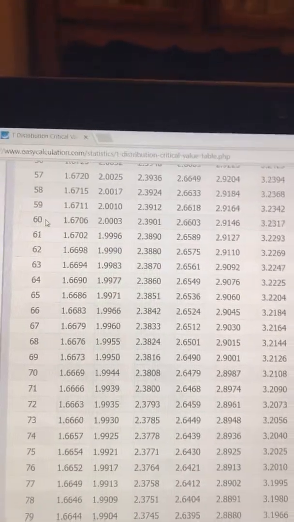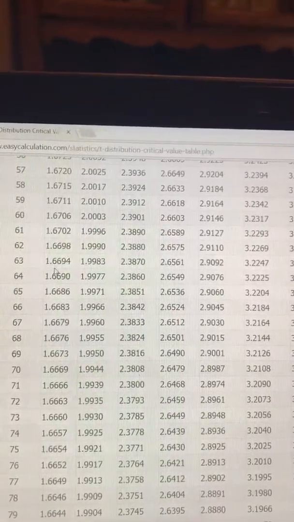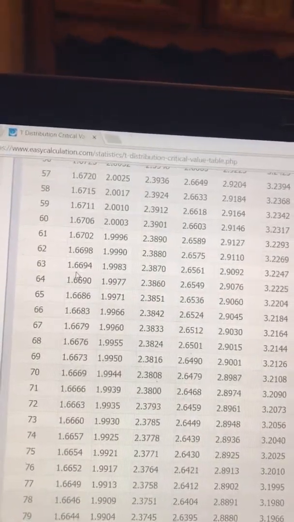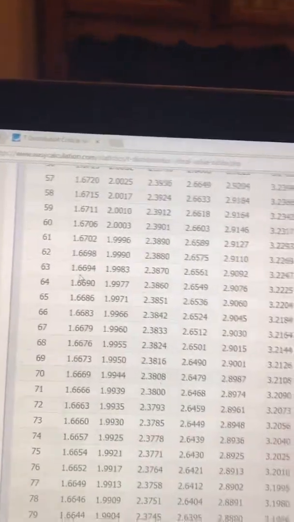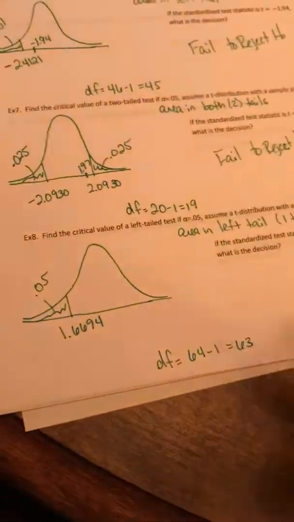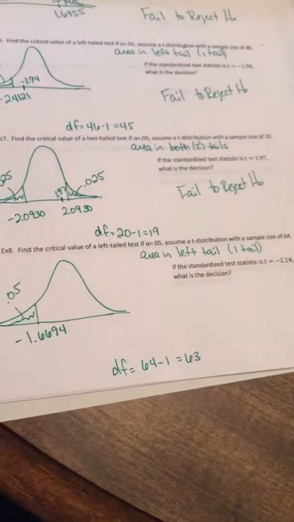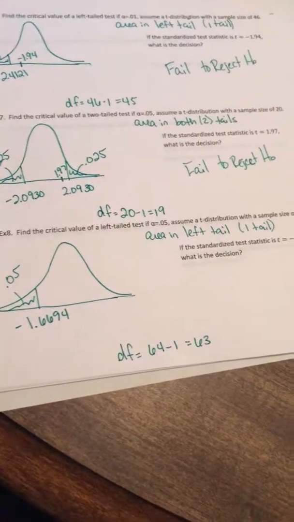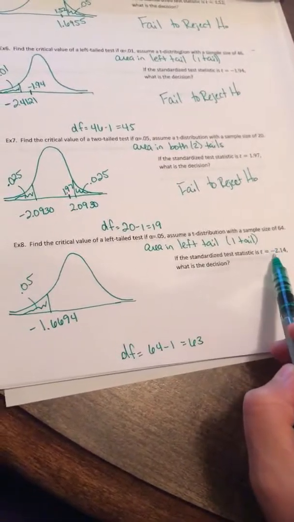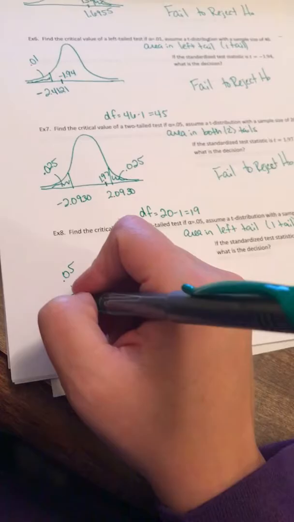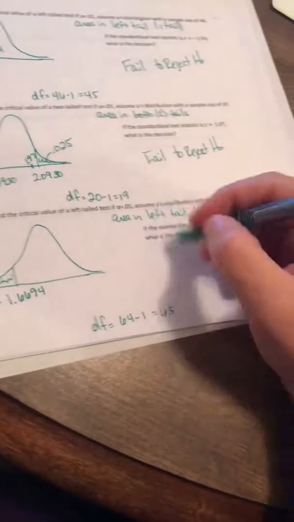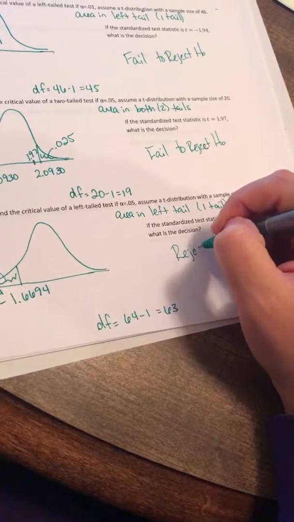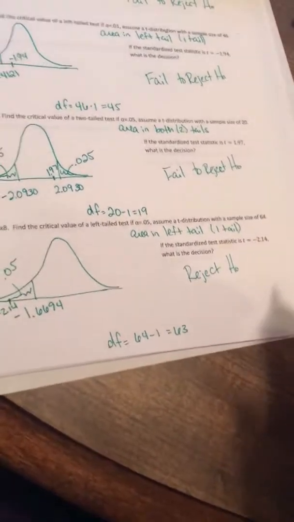This chart happens to go up to 200. So we'll use this value. It's 1.6694. But again, you have to remember we're talking about the left side, so we have to make it negative. So our critical value is negative 1.6694. And what's your decision if T is negative 2.14? That is inside that rejection region, that shaded region. So we would reject H0.